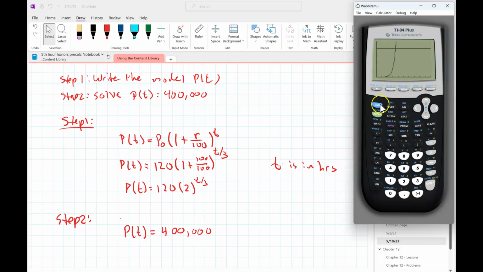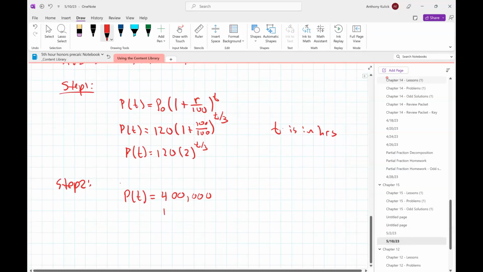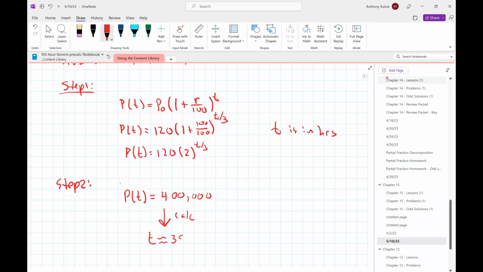To find the intersection, we'll just press second and trace, select the intersect command. Since I only have 2 curves stated, I can just press enter 3 times. We don't have to think about it at all. And we get about 35.11 hours. Does that feel okay to use, guys?